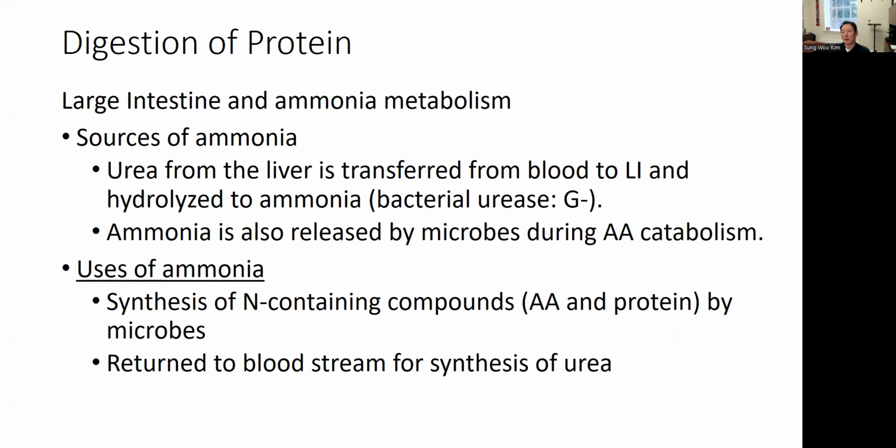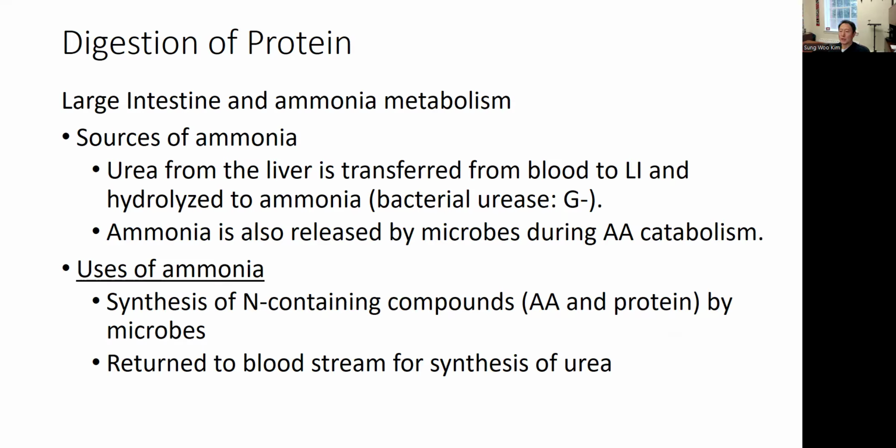We should not ignore talking about ammonia here. The large intestine is a source of ammonia because urea is made in the liver. It's supposed to go to the kidney and be excreted as a part of urine, but some part of urea through the blood circulation will be transferred to the large intestine and provided into the lumen. That's where the bacteria will utilize urea, because bacteria have a very effective enzyme called urease. It will hydrolyze urea into ammonia.